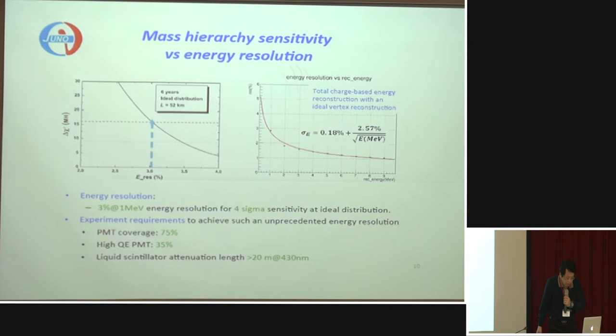So the mass hierarchy sensitivity, we think we can get if we reach 3% energy resolution, and we can get about 4 sigma sensitivity. This puts quite a constraint on the requirements. The PMT coverage almost entirely has to be covered, 75%, and we need high quantum efficiencies. We also need a very long attenuation length at the 20-30 nanometer wavelength.